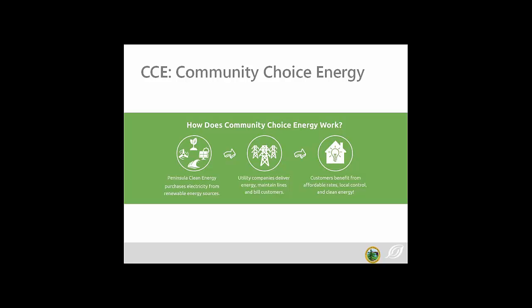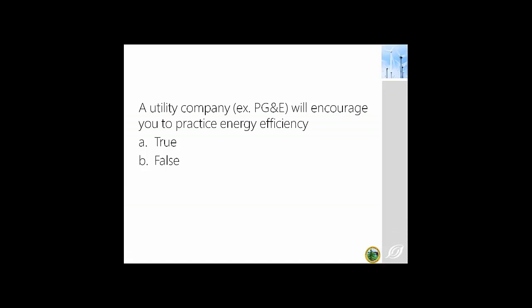There's also a new system coming to California that has worked in a couple of other counties and is on the way in San Mateo County. It's called Community Choice Energy. The CCE or CCA purchases electricity from renewable sources and uses the infrastructure of the current utility to send this renewable energy to their customers. It provides renewable energy at affordable rates, and it's a little more local control for that clean energy. Next slide. Here's our first polling question.